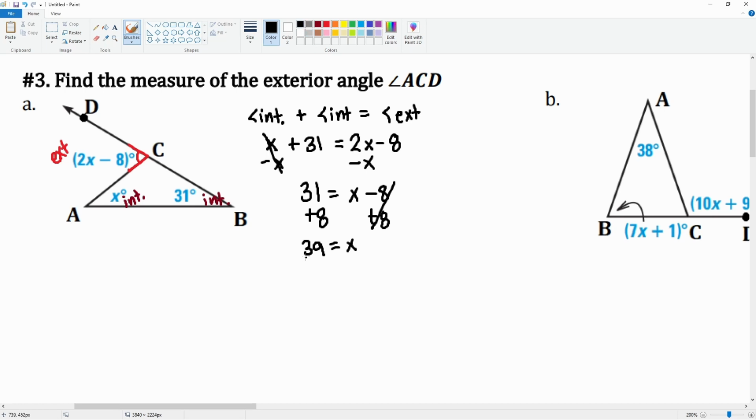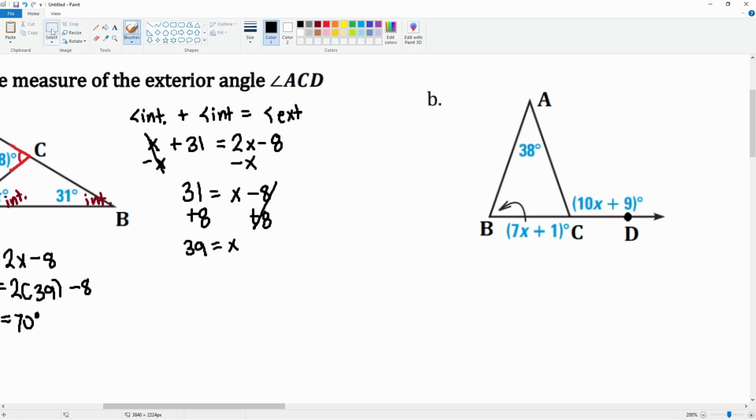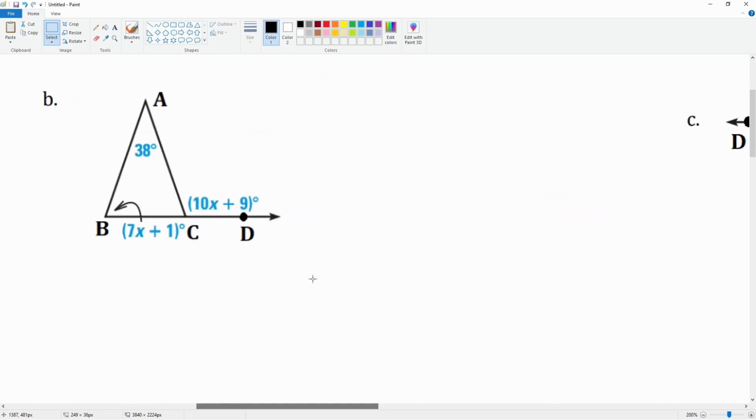Since we have x, are we done? No, because we still need to find what angle ACD is. Angle ACD is defined in this equation as 2x minus 8. Now we just have to make that substitution. So 39 goes in for x. Now we've just plugged this into the calculator. 2 times 39 minus 8, that's going to get you 70 degrees. So this angle here is really 70 degrees. So angle ACD is 70 degrees. Right? This equation is going to be super useful for us because we're going to do it right here too.